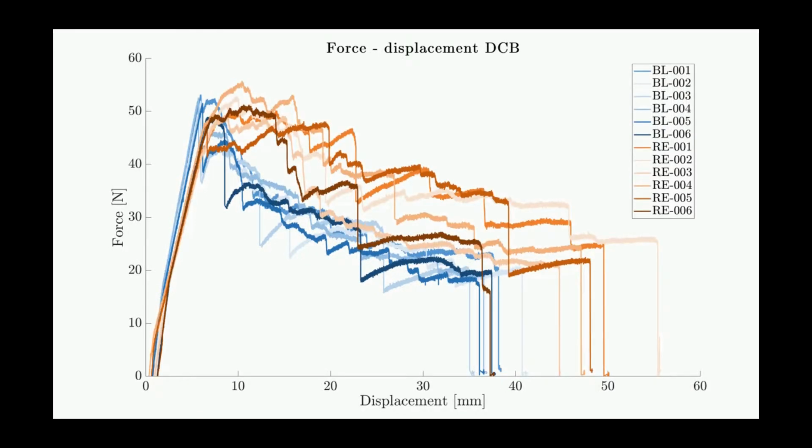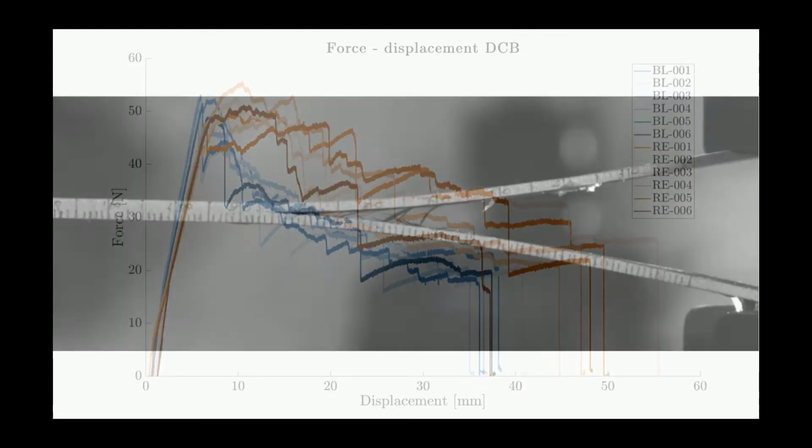The reinforced specimens reach roughly the same maximum force, but do not exhibit a large load drop immediately afterwards. Instead, the force remains roughly constant until the displacement is increased considerably. This can be explained by the effect of the tabs.